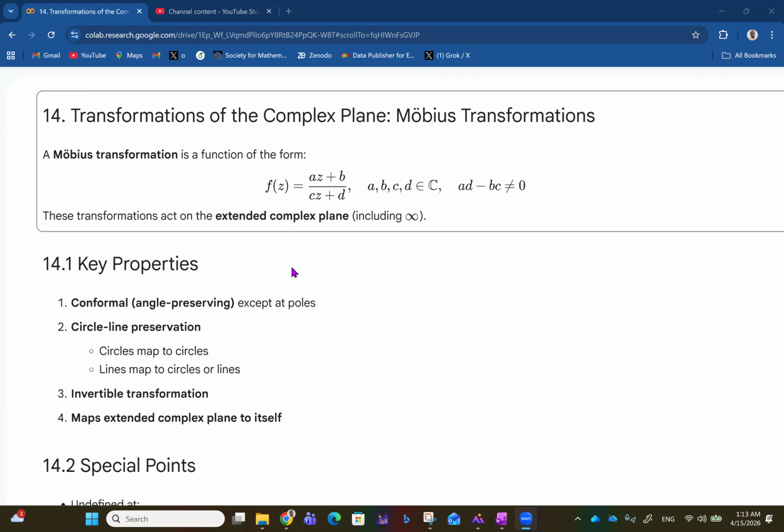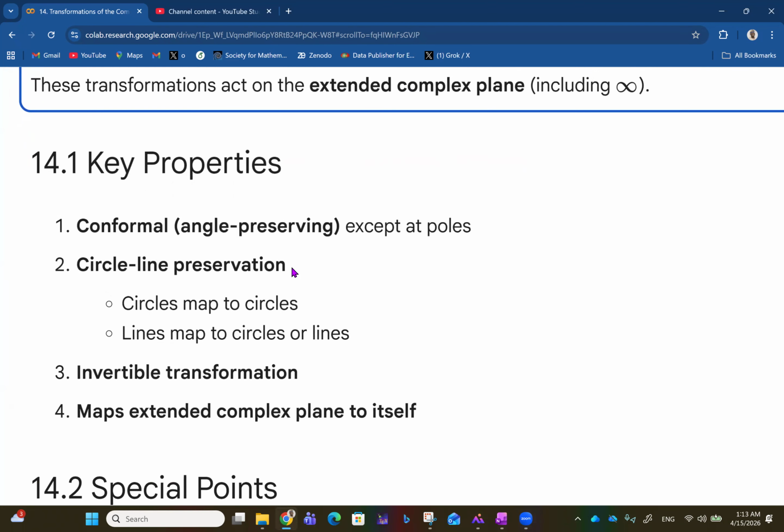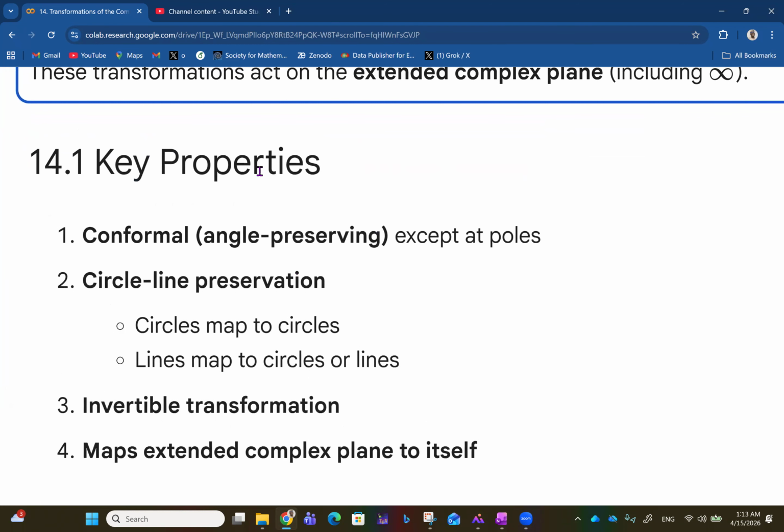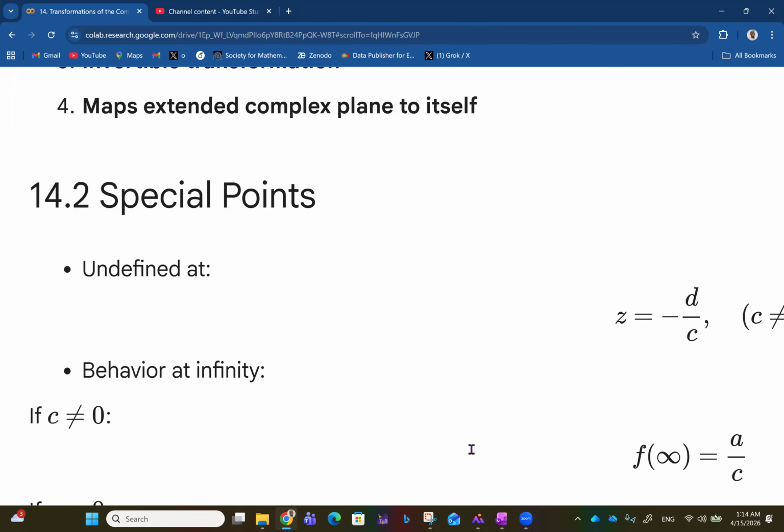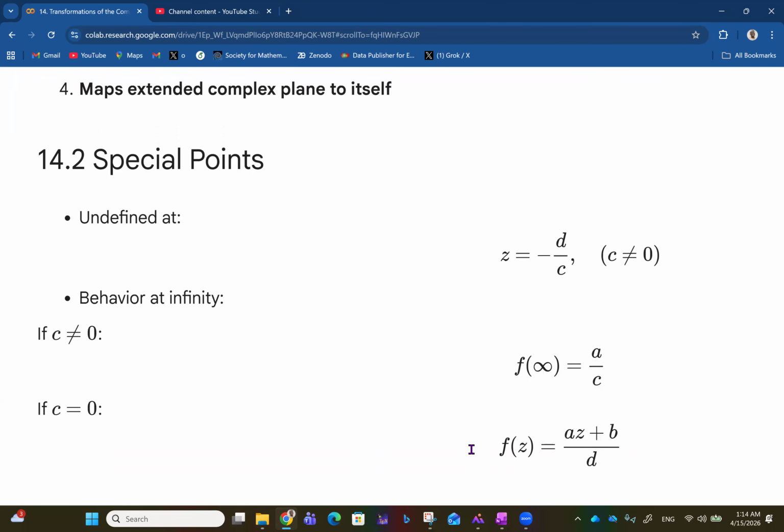So the key properties of the Möbius transformations are as follows. Number one, a Möbius transformation is conformal in nature. I mean, it's angle preserving except at the poles. Then circle-line preservation: circles map to circles, lines map to circles or lines. Then it is also an invertible transformation, and it maps the extended complex plane to itself. So we're going to see some of these things as we move on.